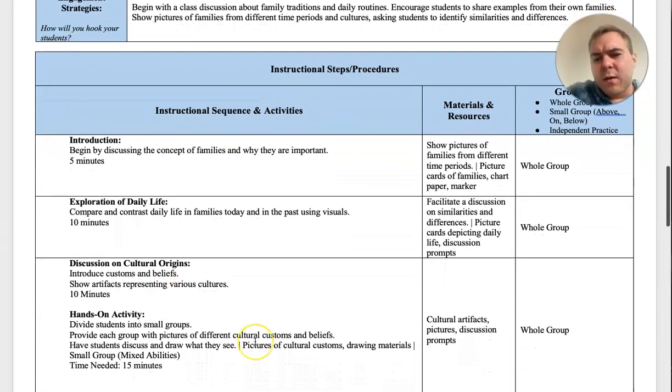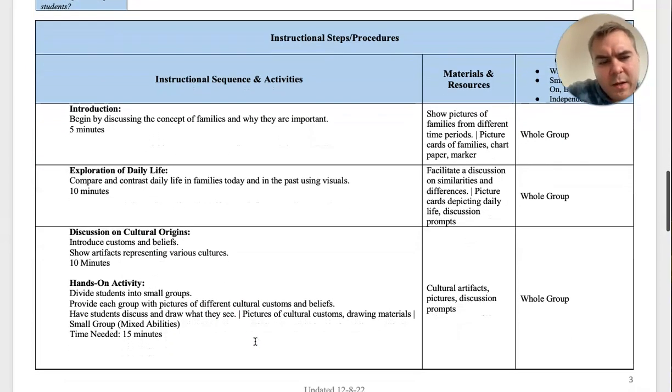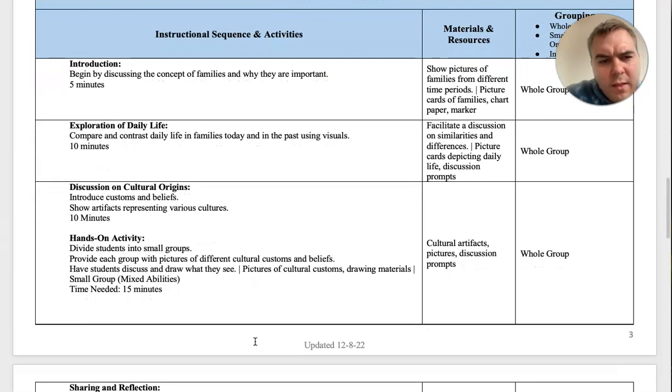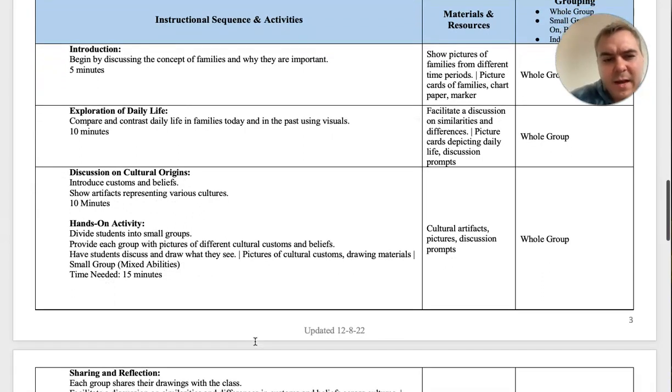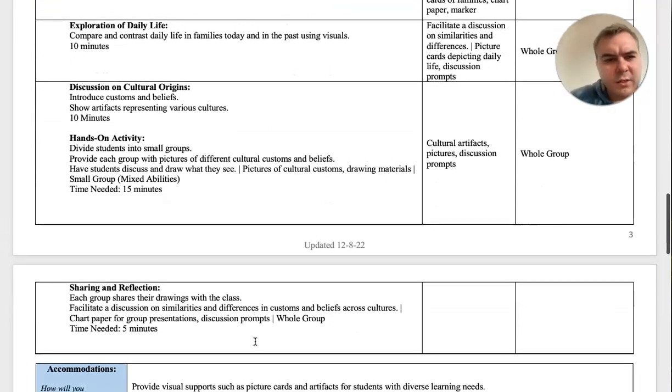This is a breakdown of the lesson. It'll take about 45 minutes. There'll be an introduction that takes 5 minutes. Then we'll do the exploration of daily life, which will take about 10 minutes. This is where we'll compare and contrast daily life in families today and in the past. Most of this will be whole group discussion.